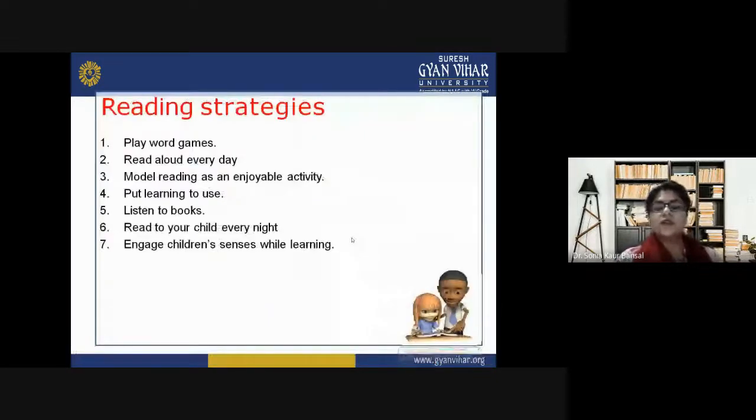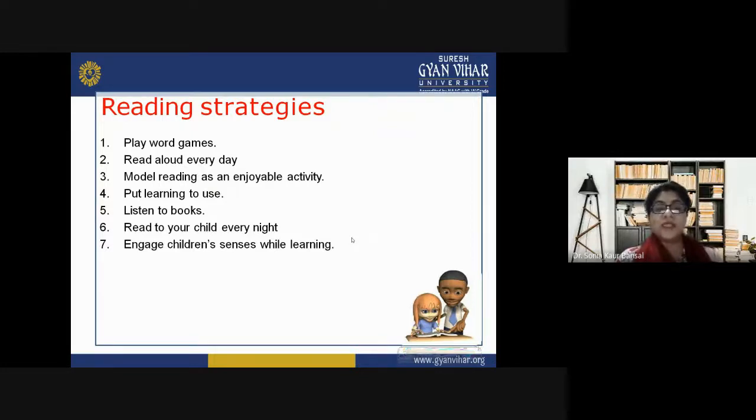Now students, this is about reading strategies. Play word games, read aloud every day. These are some reading strategies which must be used by the students and teachers every day. While playing word games, reading becomes strong. Reading aloud every day enhances your reading, your pronunciation, your attention level, and your memory level. So your decoding, comprehension, and retention level also improve.